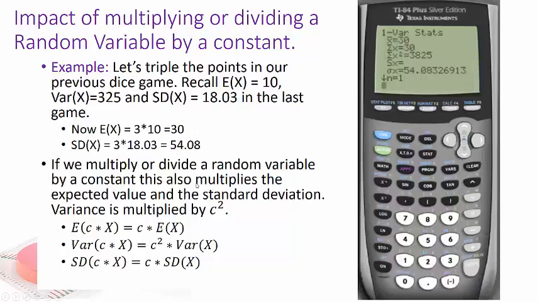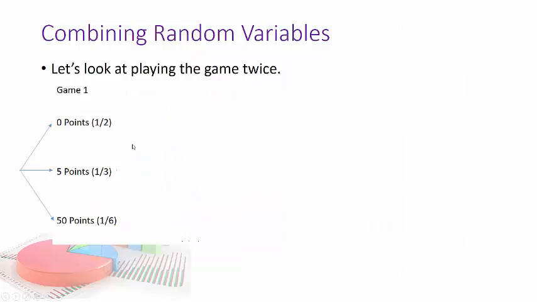Now here's a different one. Let's say we're going to play the game twice. Is that just like multiplying everything by 2? Or what's going on there? So first of all, to play the game twice, when you're combining random variables, you really want to look and see what's happening both times. So you have to be more careful.